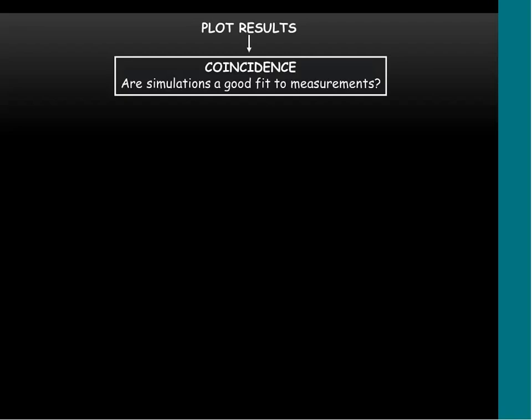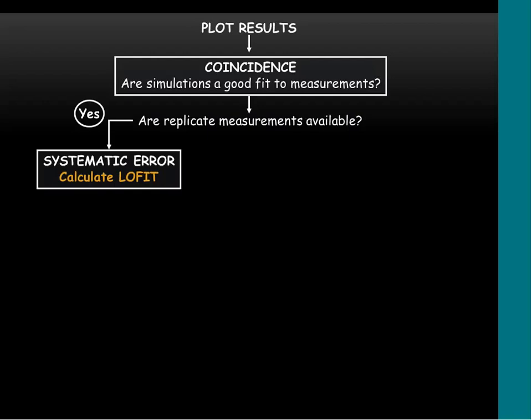So just to summarize then, we plot the results first and we check to see if they're okay. Then we can have a look and see if we've got coincidence. So are the simulations a good fit to the measurements? If we've got replica values available, we can then test the error. So we can test for two things. We can test for systematic error, and we can compare that to the measurement error, and we do that with the lack of fit statistic if we've got the replicates available. That's a great statistic. The lack of fit statistic is perhaps the most stringent test that we can give the model. So if we've got all the replicate values from the measurements, let's use lack of fit.